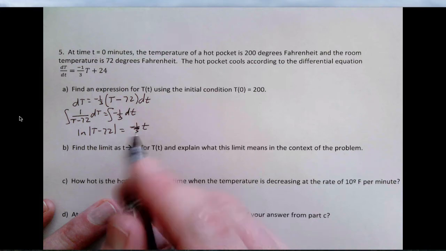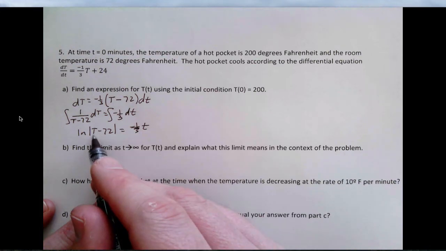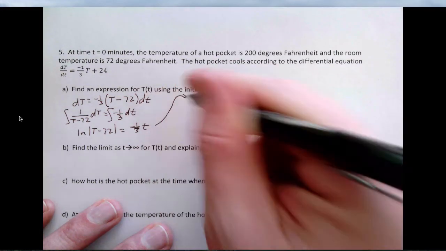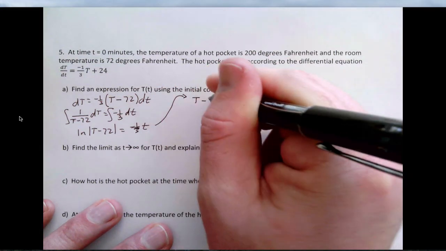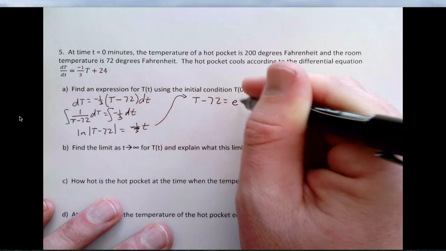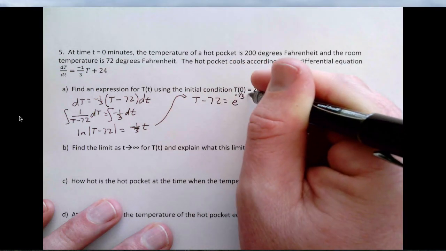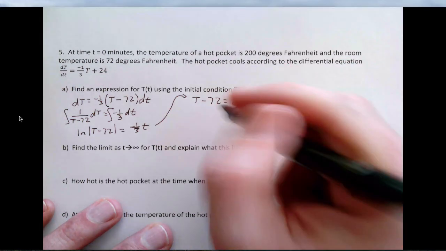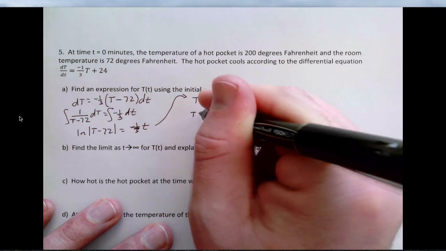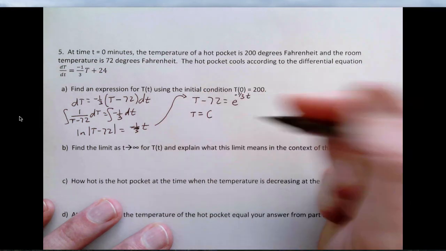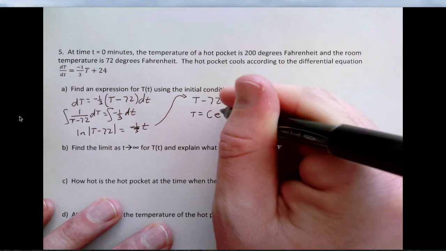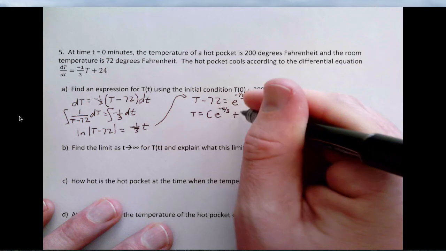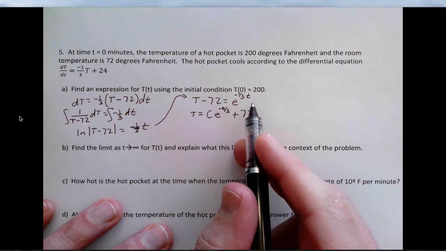So from here, I'm now going to solve for capital T. So I'm going to have to e both sides. When I do that, I'm going here this way. Okay, so I'm going to have T minus 72 equals e to the negative 1/3 little t. All right, and when I do that, I should put a C out front. And I'm going to move 72 over to the other side. So I have T equals C, my starting value, e to the negative t over 3 is how I'm going to choose to write that, plus 72, because I moved this 72 over to the other side.